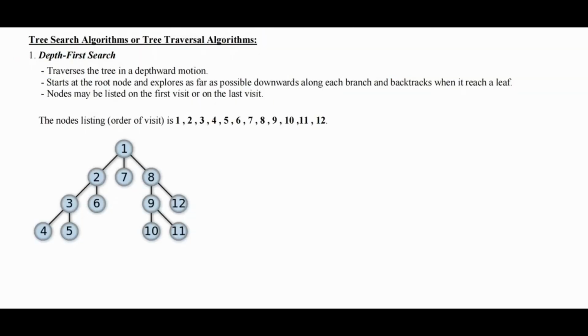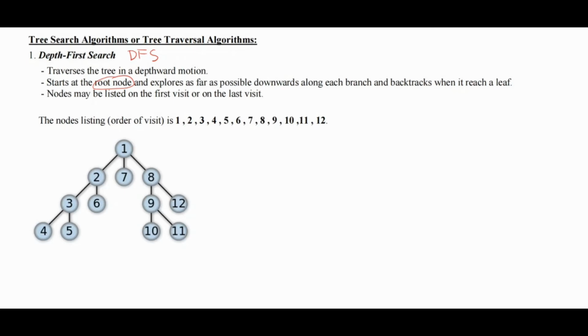The two common tree search algorithms or tree traversal algorithms, first is the depth first search and the second is the breadth first search. Let's start first with the depth first search, or in short, this is called DFS, depth first search. This is a tree search algorithm or tree traversal algorithm which traverses the tree in a depthward motion. And it starts at the root node and explores as far as possible downwards along each branch and backtracks when it reaches a leaf.